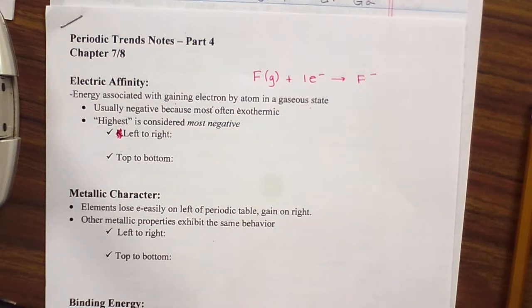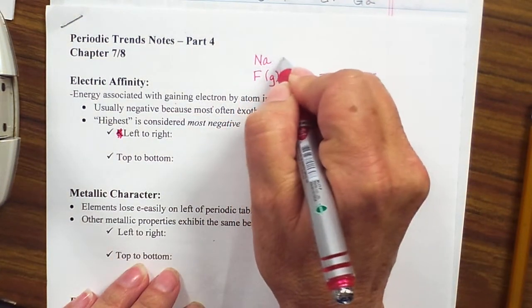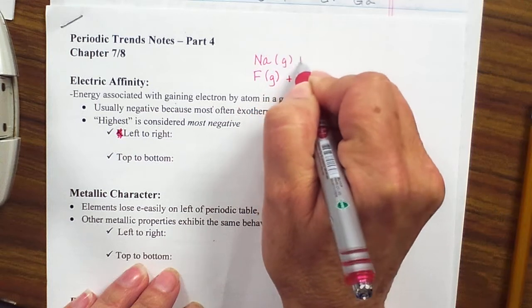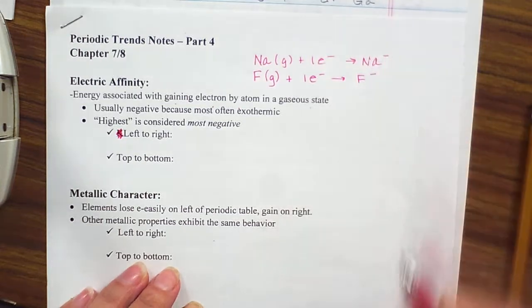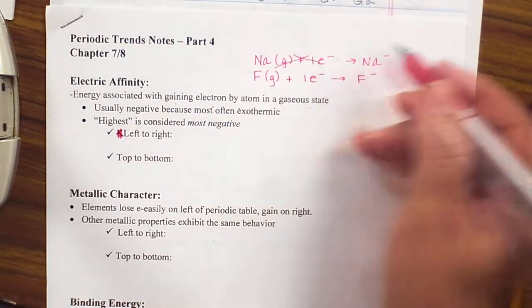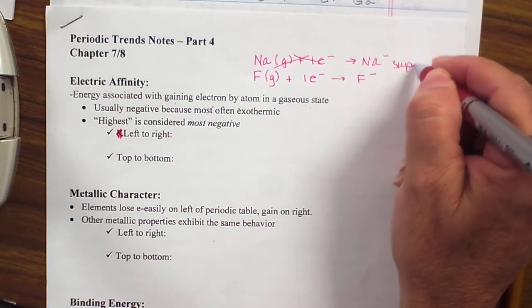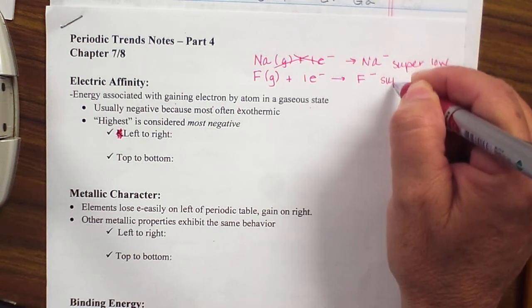Low electron affinity would be sodium. Ever seen sodium minus? Nah. Sodium does not want that electron. What will it do with it? Now it will be like sodium minus, and now it has to get rid of 2 electrons in order to be full. Sodium does not want this. This would be super low. Low electron affinity. It does not want it. This is super high.